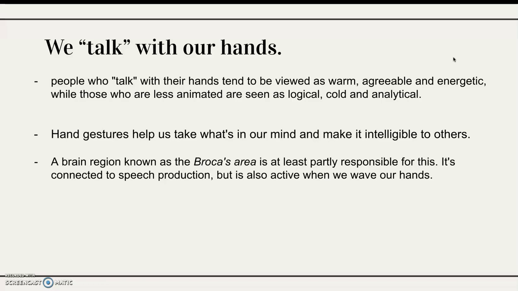There's actually a brain region known as Broca's area that's partly responsible for this. This area of the brain has developed to allow us to understand people as they're talking with their hands. It's connected to speech production, but it's also active when people are waving their hands around as they're talking.